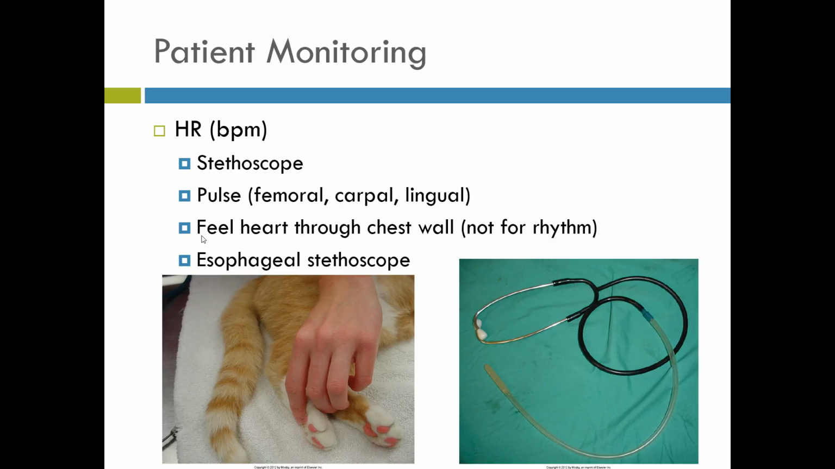So ways we can take their heart rate, or beats per minute, BPM. We'll use a stethoscope to just put on their heart. We will use their pulse, the femoral pulse, which is on the inside of the back leg. The carpal pulse is on the wrist of their front legs. And then there's also the lingual pulse. We can take it under the tongue. We can feel the heart through the chest wall. We can't feel it for rhythm, but we can feel it for counting beats. But we can't see if they're throwing weird arrhythmias or anything.